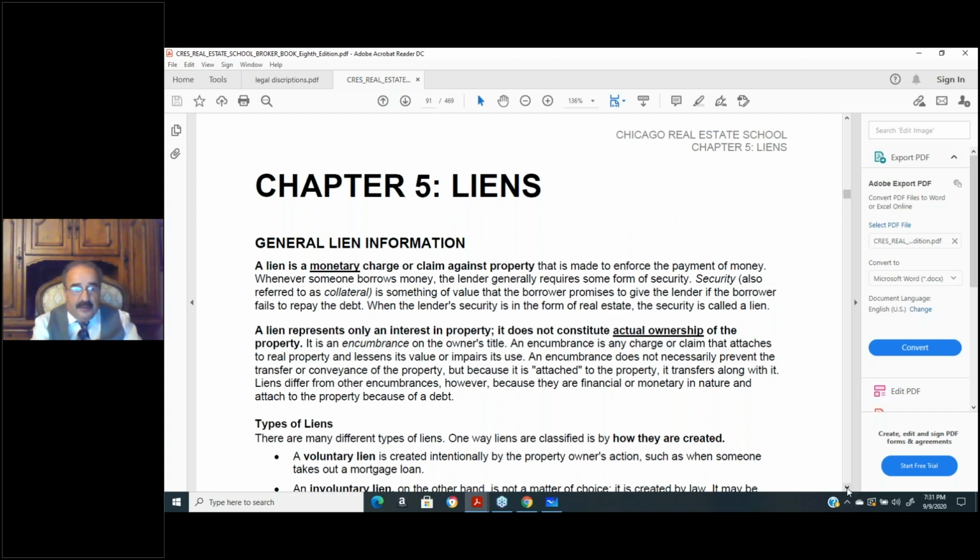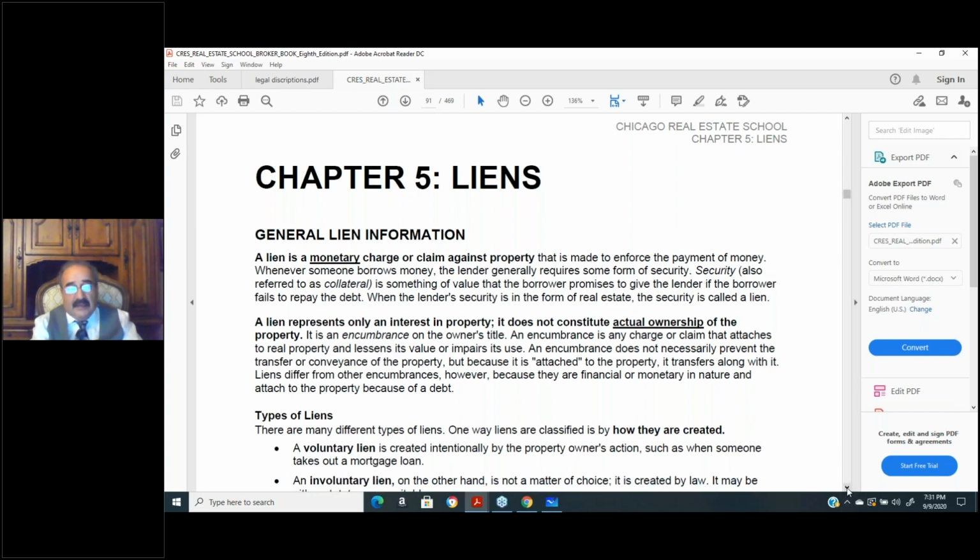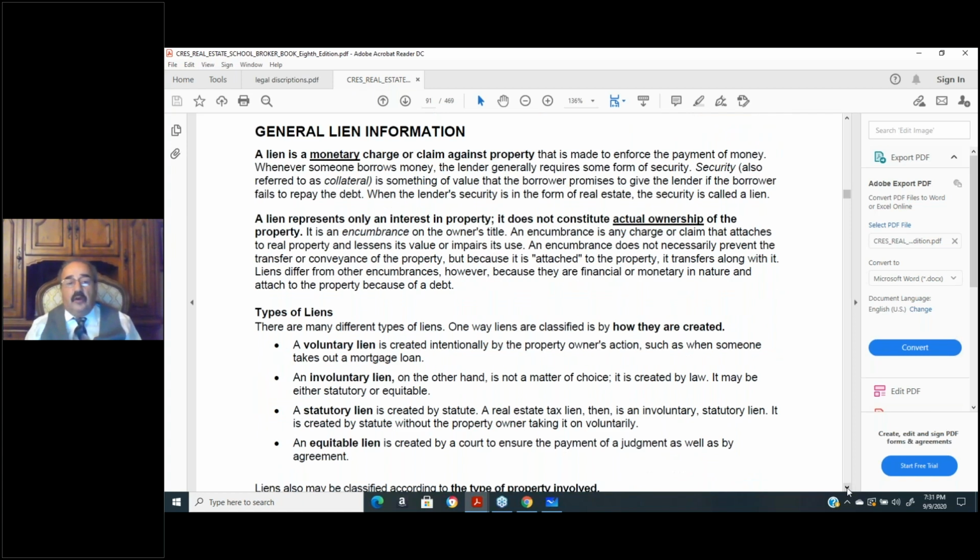Now, on this next paragraph, the first 3 lines, I'd like you to highlight, put an X by. A lien only represents an interest in a property. Does not mean they actually own that property. It is a burden. It is an encumbrance to the property. It can lessen its value, but most people are not going to buy any property that has any lien against it. I'm going to talk about this in chapter 9, where people, when they buy property, they want clear title to it.